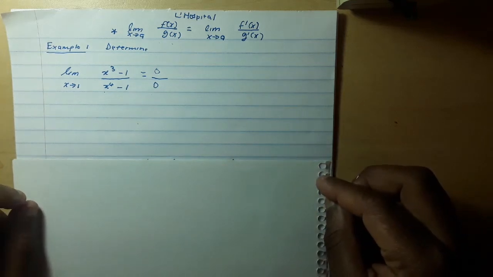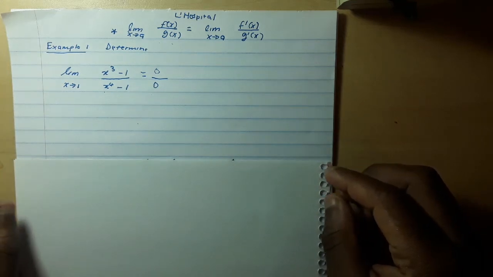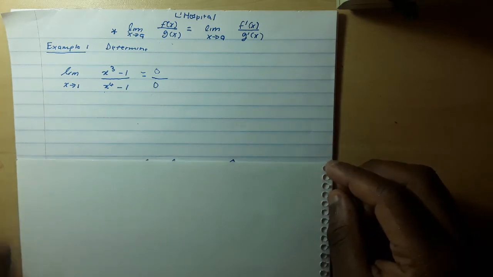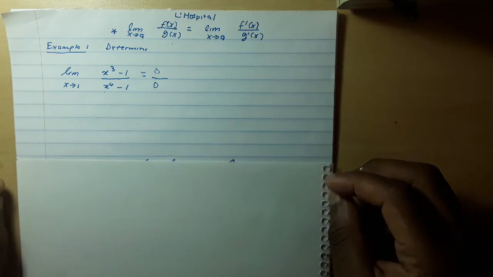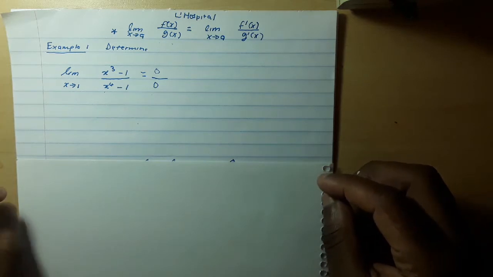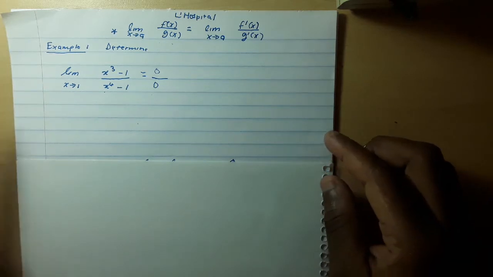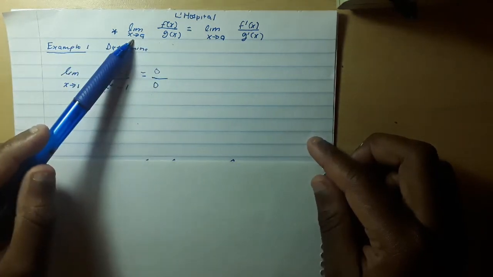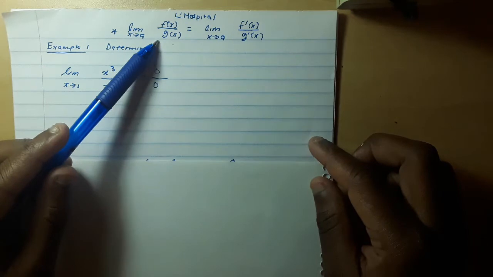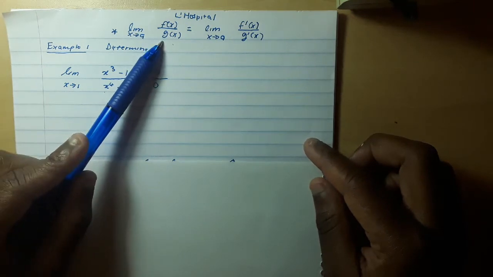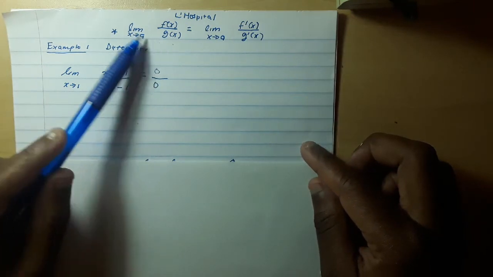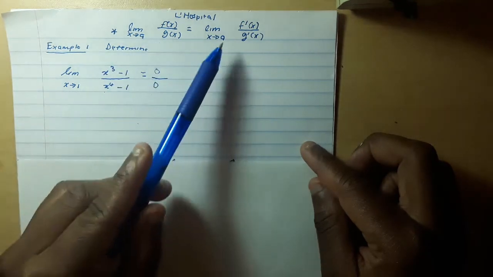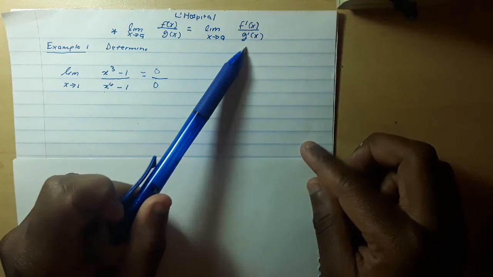Hello everyone, once again we are continuing with L'Hopital's rule, and in this video we'll be looking at a few examples, or rather applications, of L'Hopital's rule. But just a quick revision, L'Hopital's rule states that if we want to determine this limit, but it gives us a value of 0 over 0 or infinity over infinity, then the limit of this quotient can also be equal to the limit of the derivatives.